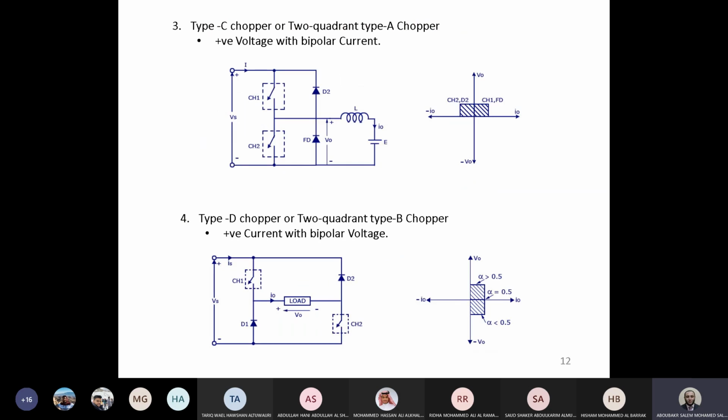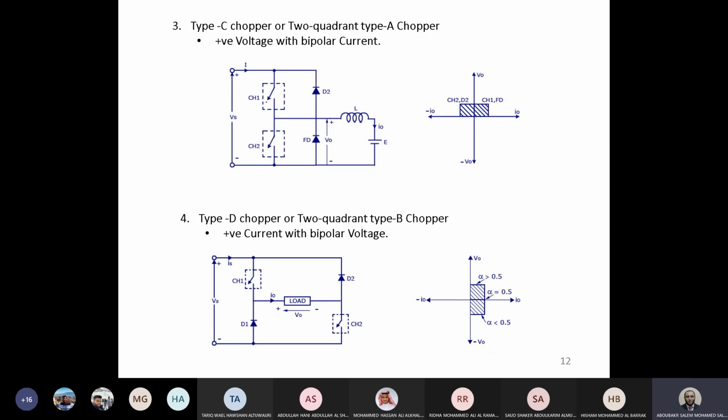Okay. We have also class C or type C. We can call it type C or two quadrant type A. Okay. There are two names, either type C chopper or two quadrant type A, where you have voltage here positive and current is bidirectional, can go back and forth.